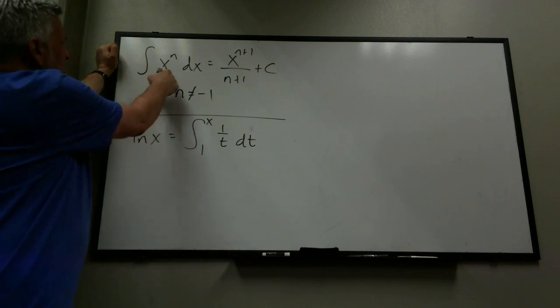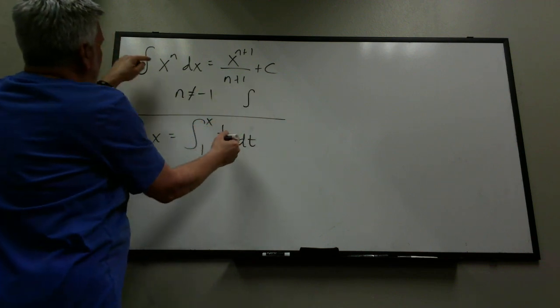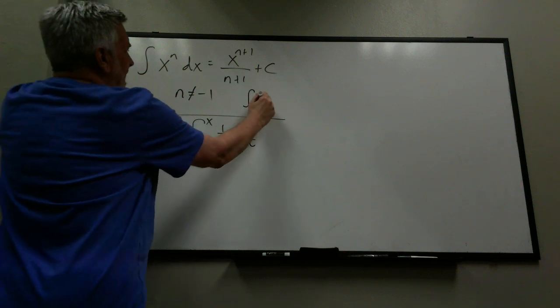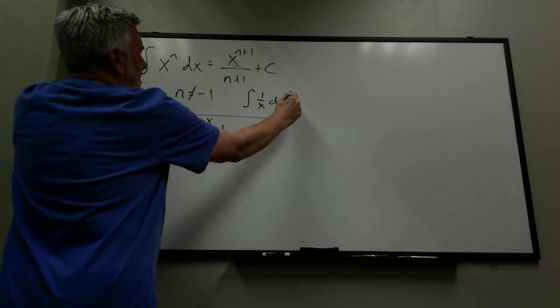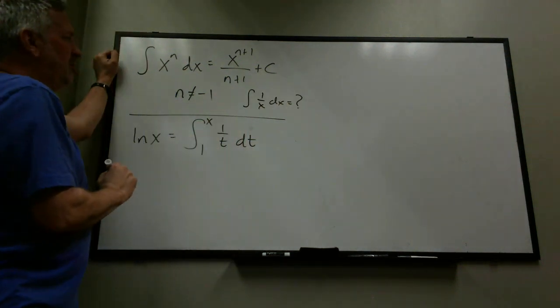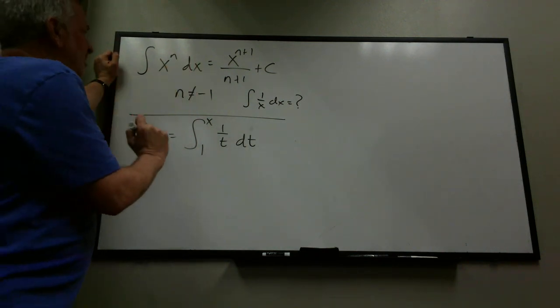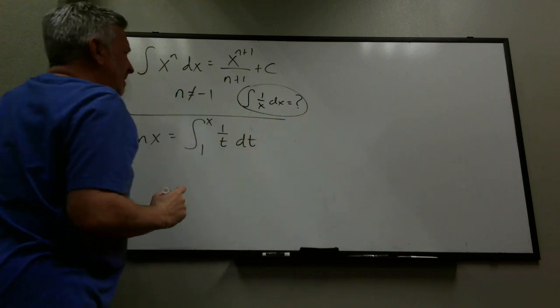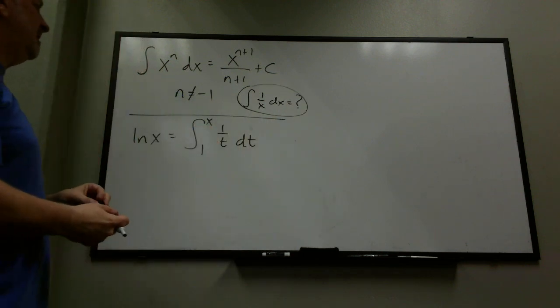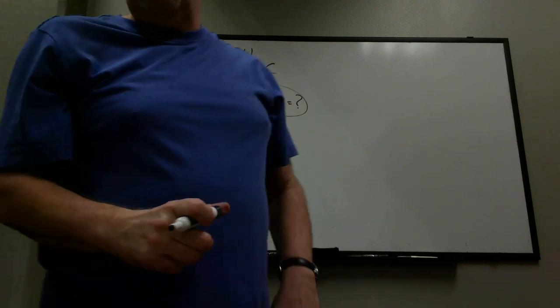So in practice, what does this mean? As of right now, when we have the integral of x to the minus 1 power, or 1 over x, we don't know that antiderivative because it doesn't fit this formula. So that's what this section is all about: figuring out what we're going to do about the indefinite integral of 1 over x dx. Okay, so that's the first issue.